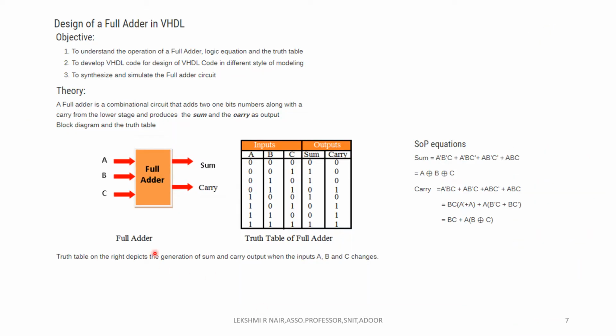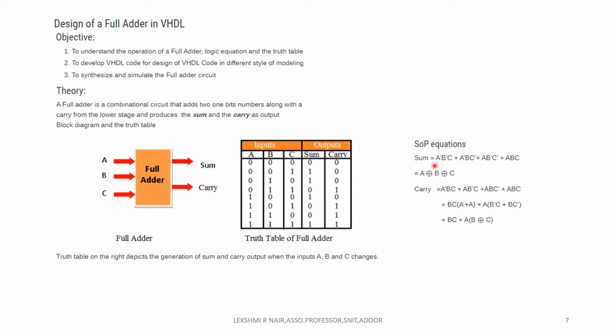Initially, we will look into the logical equations and truth table of the full adder. So, this is the full adder. For a full adder, there are three inputs A, B, C. Outputs are sum and carry. This is the truth table for A, B, C. The inputs can vary from 0, 0, 0 to 1, 1, 1, and we find the sum and carry. We will get the truth table like this.